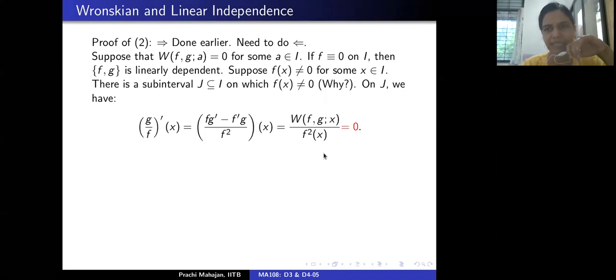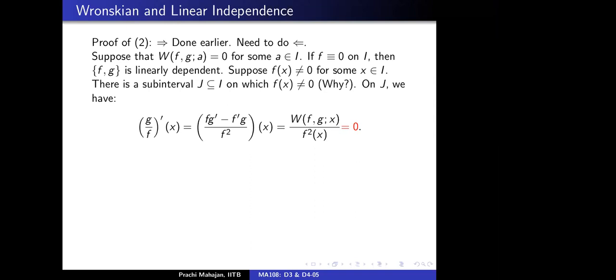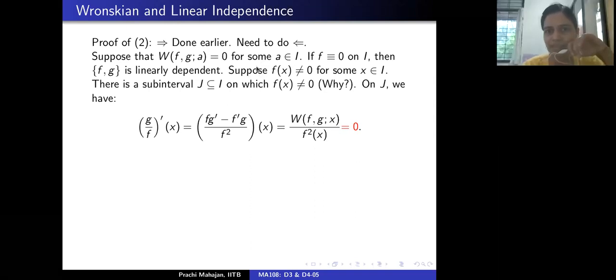Now that is 0. Why is this the case? I claim that this is 0 on the interval J, because the Wronskian was supposed to be 0, by supposition, at some point, right? Yes. Is that okay? All right. So we are fine, right?